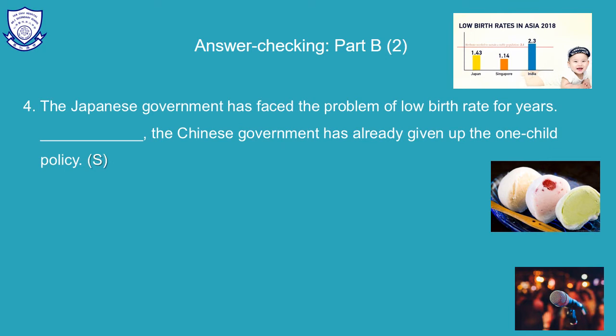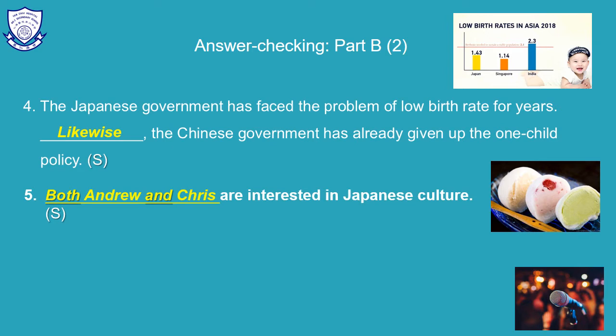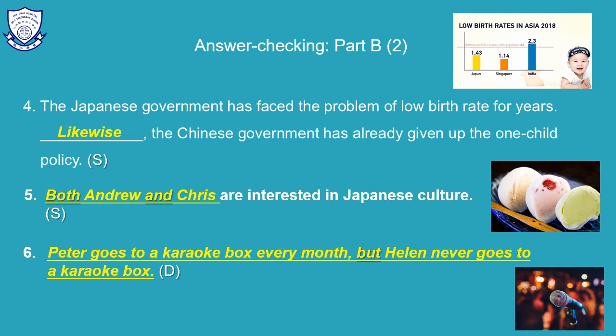Sentence number 4. The Japanese government has faced the problem of low birth rate for years. Likewise, the Chinese government has already given up the one-child policy. Sentence number 5. Both Andrew and Chris are interested in Japanese culture. Number 6. Peter goes to a karaoke box every month, but Helen never goes to a karaoke box.